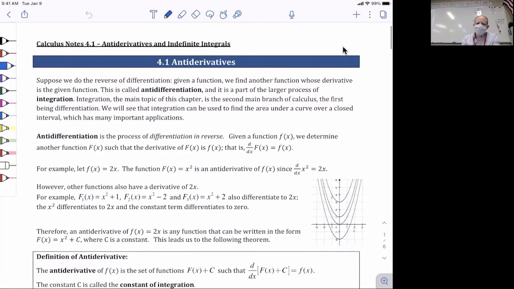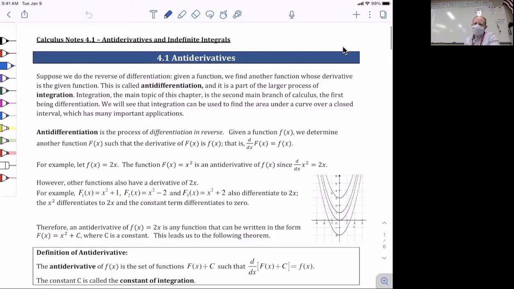All right, well, welcome everybody to our calculus notes for section 4.1 on antiderivatives and indefinite integrals. They're the same things, actually. But suppose we do the reverse of differentiation. Given a function, we find another function whose derivative is the given function.